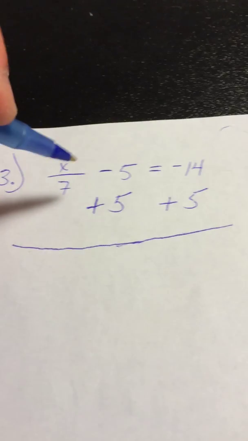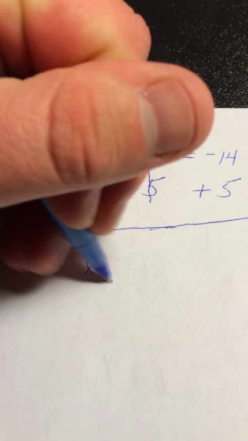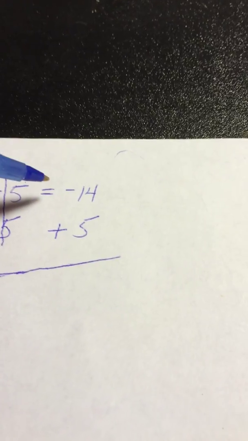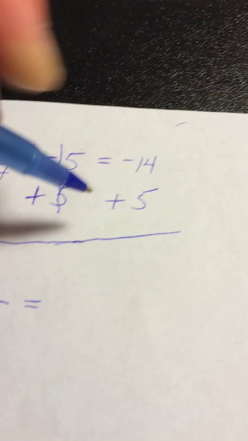So what you're left with here is 0, as the pairs cancel out. So we have x divided by 7. And then this tripped a few of us up, but we read this as negative 14 plus 5, which actually gives you negative 9.